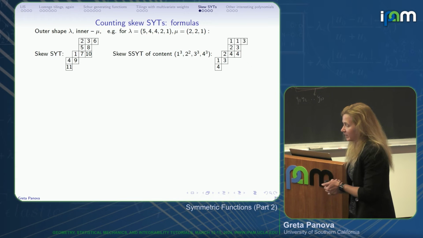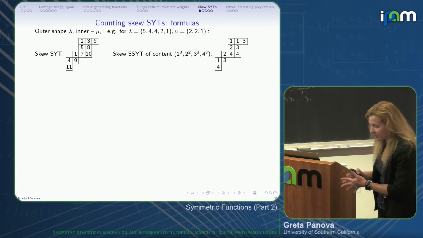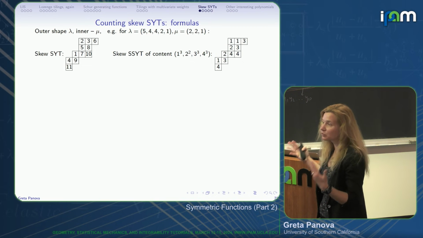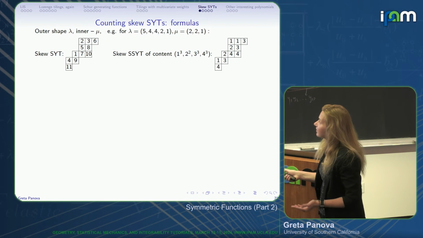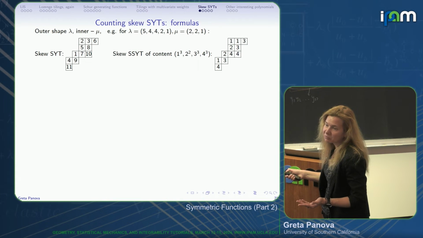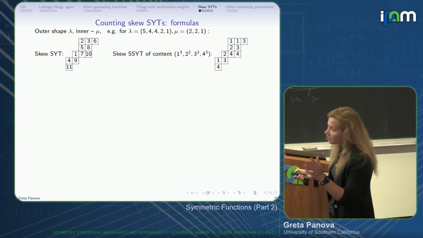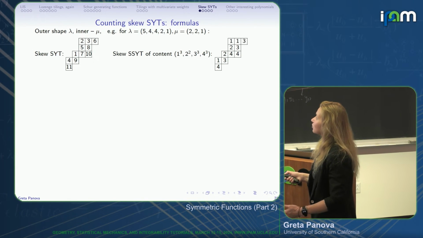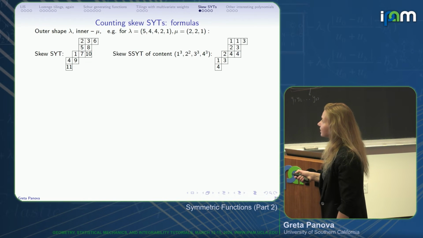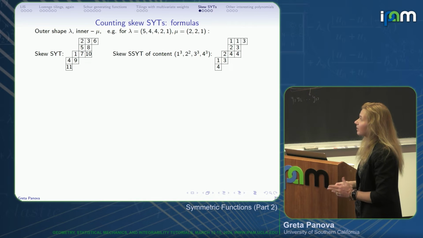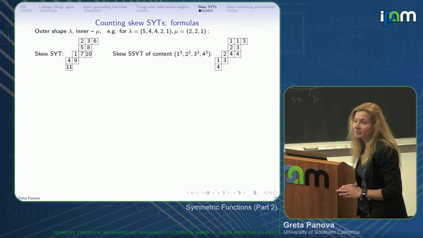Okay, so I told you already how to count standard Young tableaux of straight shape. What if they're skew? Skew shape means that there is an outer shape, you bite off the inner shape, and you fill in the numbers from 1 up to n in those boxes. They're increasing along rows and down columns and so on. You can do, of course, skew semi-standard Young tableaux with the same method. So how many are there?